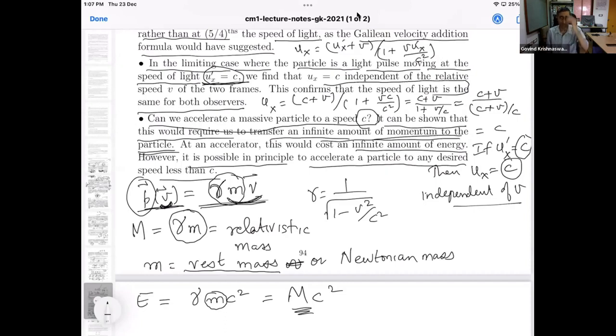So in problem set 9, there are a couple of questions about p and E, which I invite you to try out.